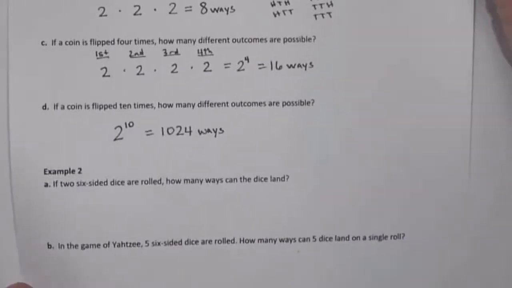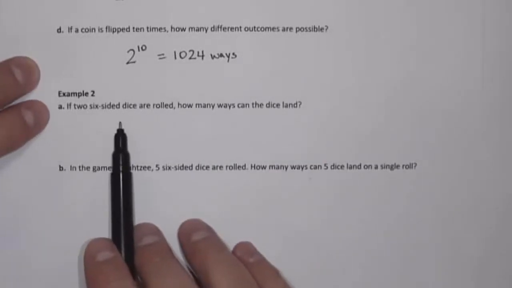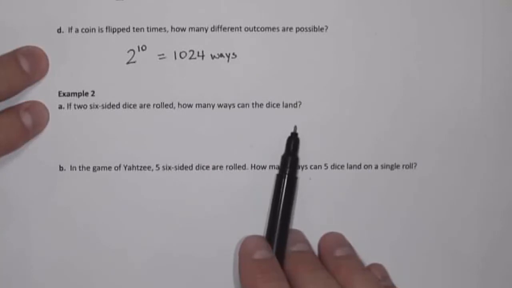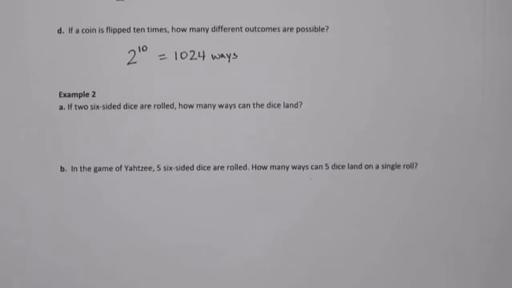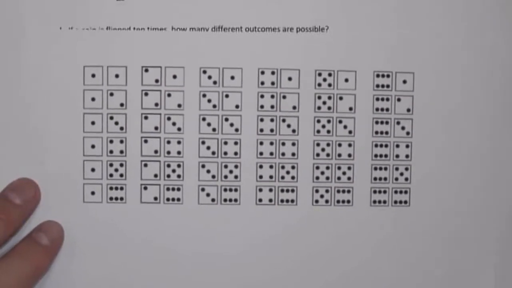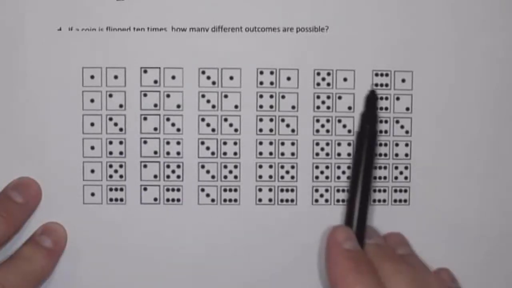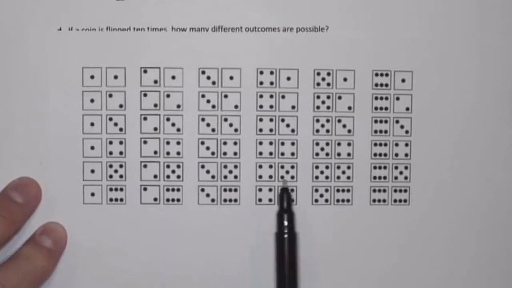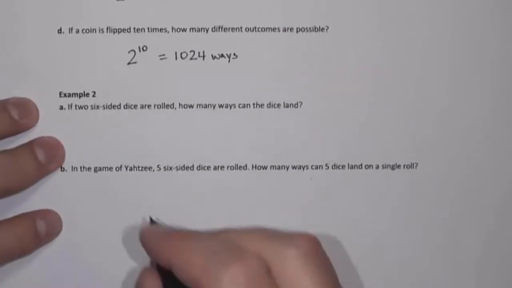Look at example 2. If two 6-sided dice are rolled, how many ways can the dice land? Well, we've actually looked at this previously as well. In a previous video, we looked at the different possible outcomes. And so we determined before that there's 36 different ways the dice could land. So we know the answer. What's that have to do with the fundamental counting principle?